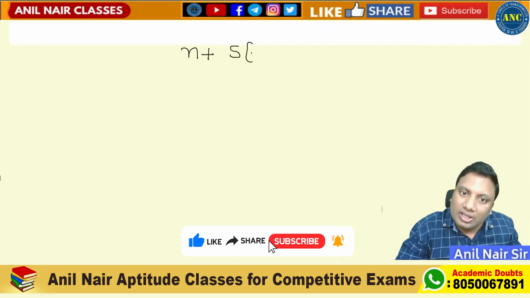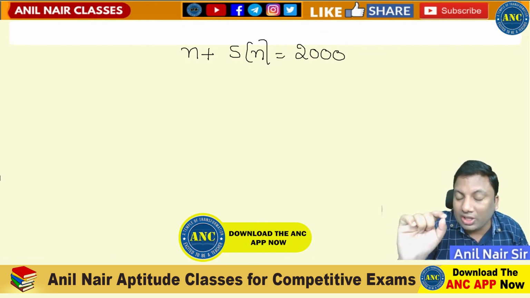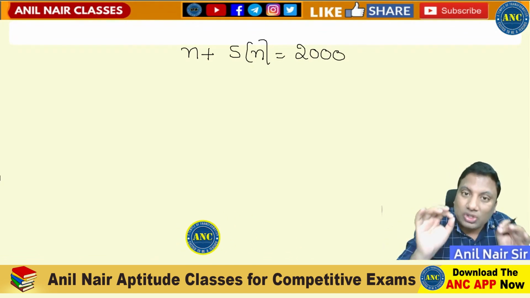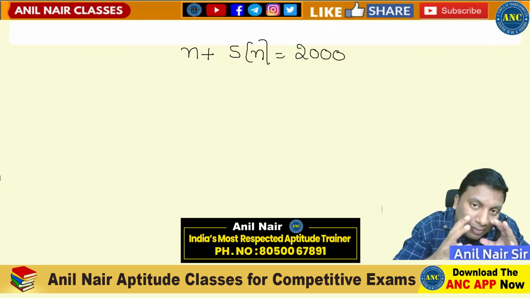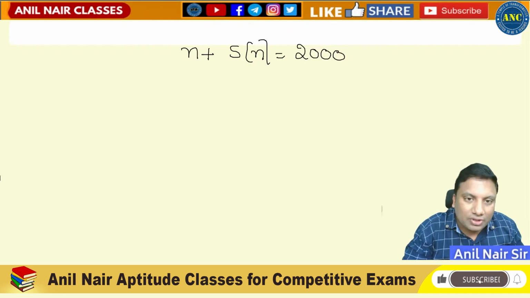N plus S of n is equivalent to 2000. In case you are a viewer watching this video, kindly solve it on your own and then look at my approaches. Then you will be able to understand Anil Nair's way of solving the question.